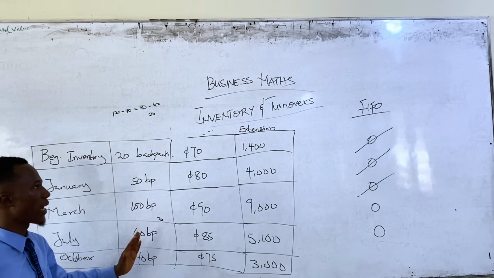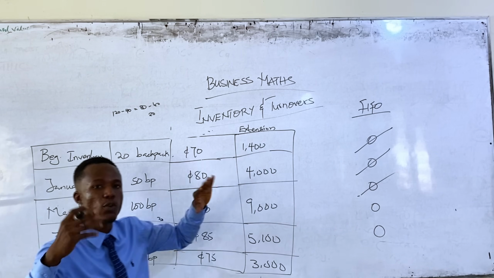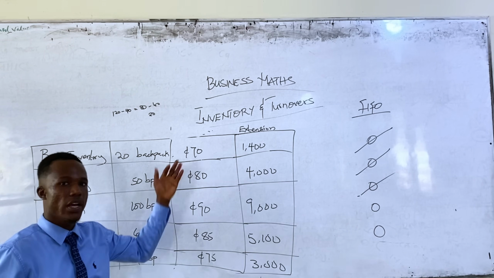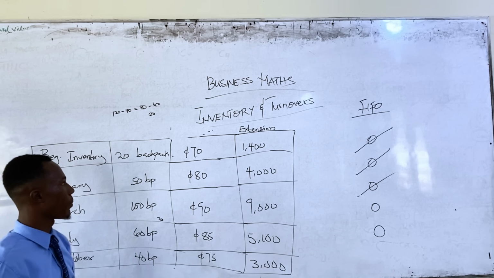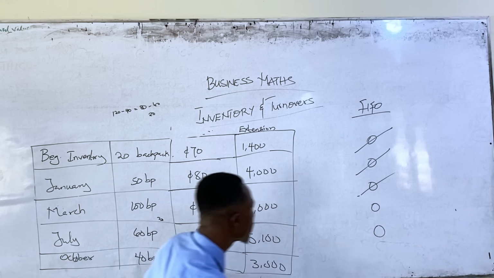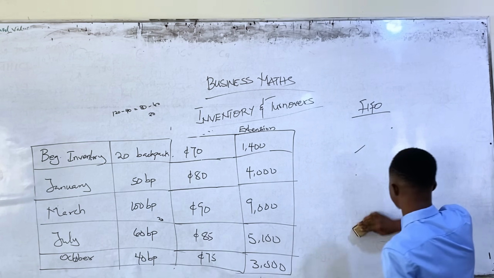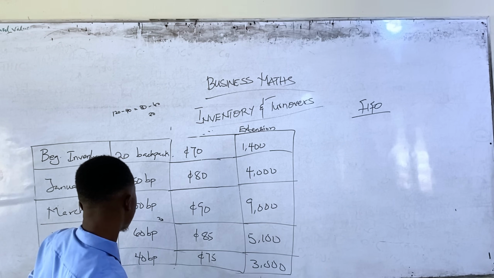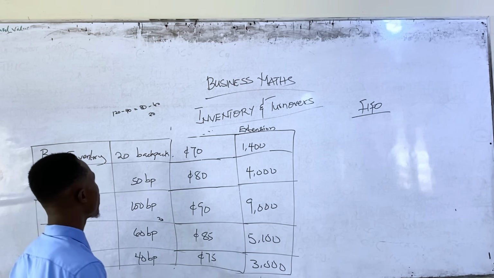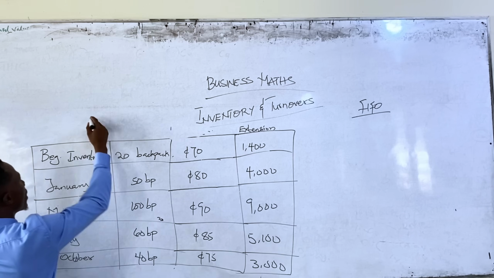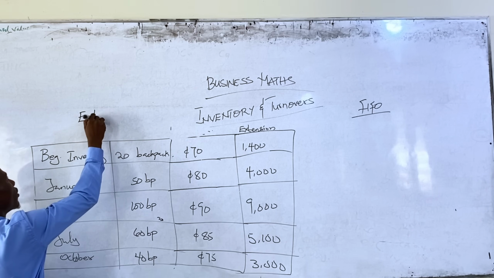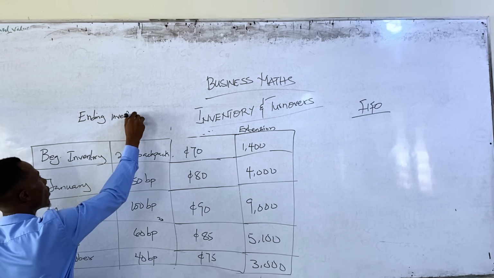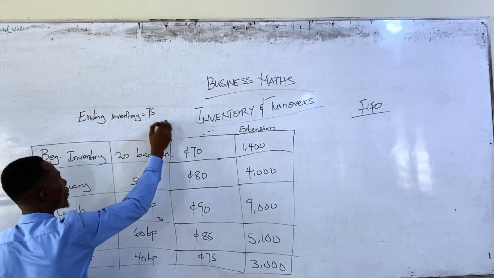So this explanation goes for FIFO and LIFO at the same time. Okay, but one will start from the bottom and one will start from the top. So let's solve a question under it and see. Suppose you have 75 backpacks left as the ending inventory. It was stated. So our ending inventory is 75.